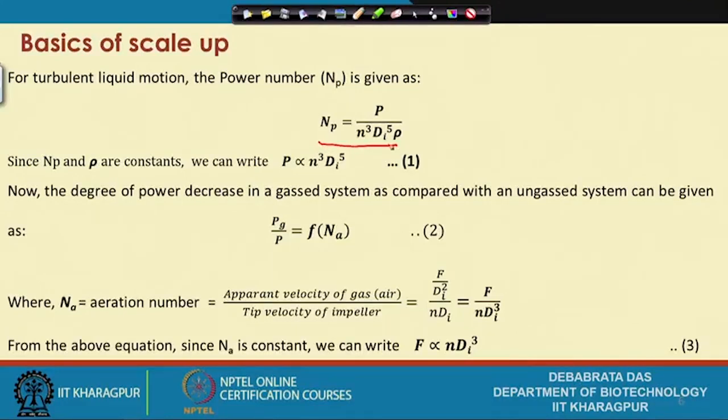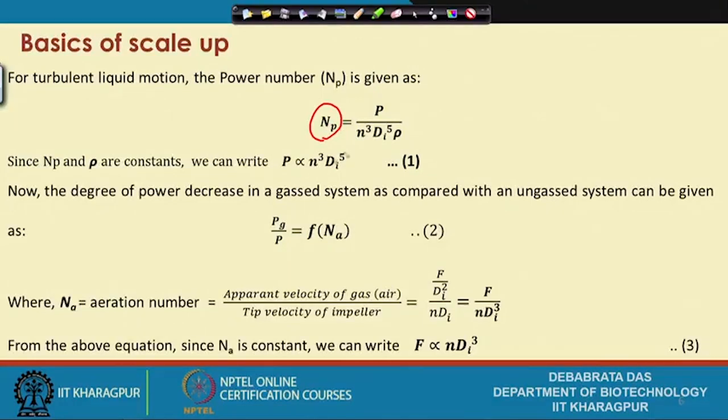This is what you call the power number. Power number equals P divided by rho N cubed Di to the power 5, where P is the power drawn by the agitator, N is the agitation speed, Di is the diameter of the impeller, and rho is the density. There are different types of agitator, am I right? And for different types of agitator at different Reynolds number, what is Reynolds number? Reynolds number indicates the flow characteristics of the fluid. So we have different power numbers. The power number is basically constant for a particular agitator at a particular Reynolds number.